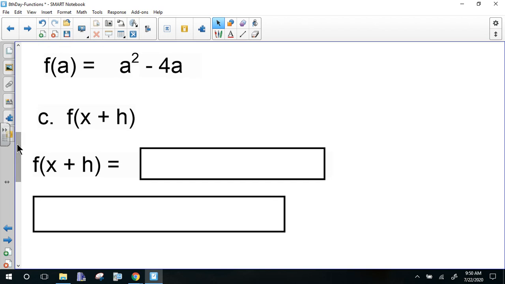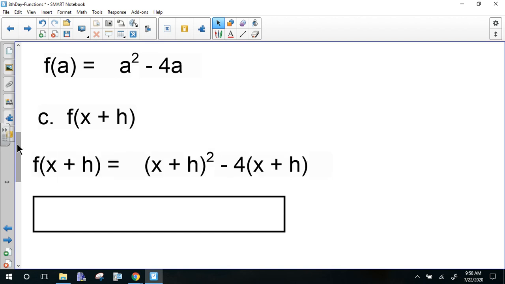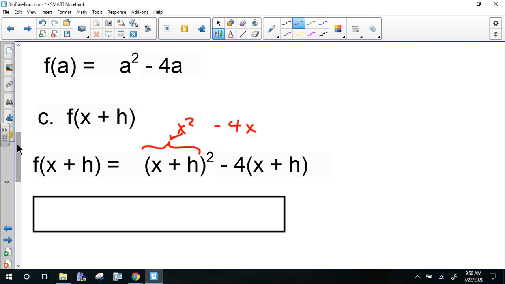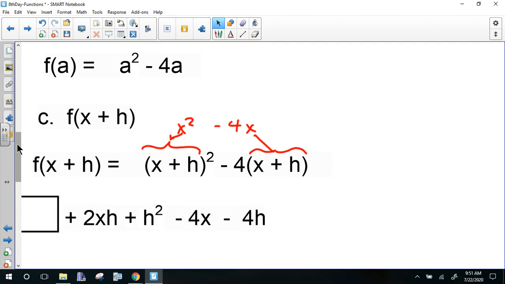What if I plug in x plus h wherever I see an x? Remember, it was x squared minus 4x. So I plugged in x plus h here, and I plugged in x plus h right there. Now I do the math. X plus h times x plus h, that's a binomial times a binomial. Negative 4 times x plus h, that's the distributive property.